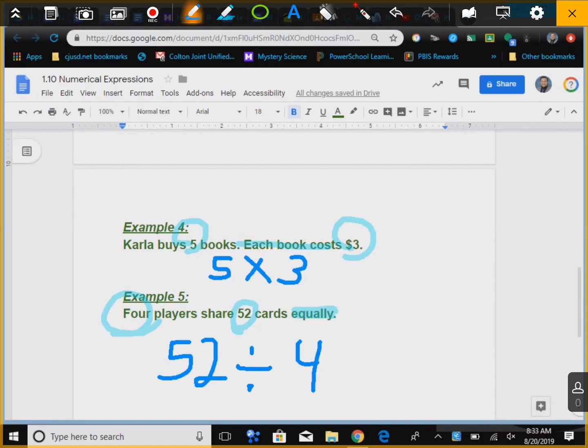That's really the biggest part of this: you have to read the problem carefully and see what operation they're having me use here. What are some key words that tell me this is the operation that's going to be used?